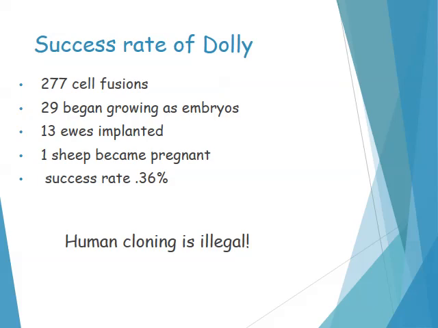The success rate in the generation of Dolly the sheep was very low. Scientists started out with 277 cell fusions. That's where they took the nucleus of the adult sheep and added it to the enucleated egg. Out of these 277 cell fusions, only 29 actually began to grow as embryos. 13 ewes were implanted with these 29 embryos, and only 1 sheep became pregnant. The success rate therefore being about 0.36%.